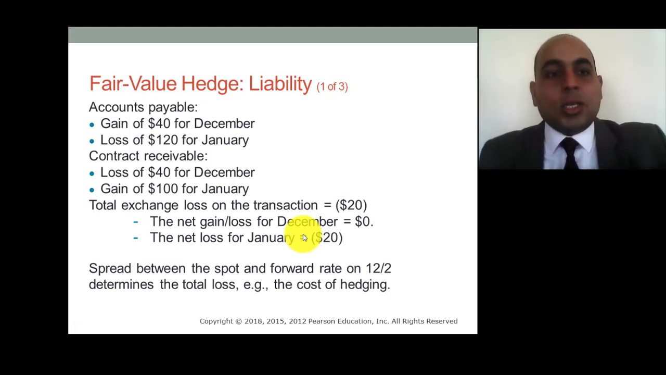We will discuss an additional example to clarify the accounting treatment of cash flow hedge.